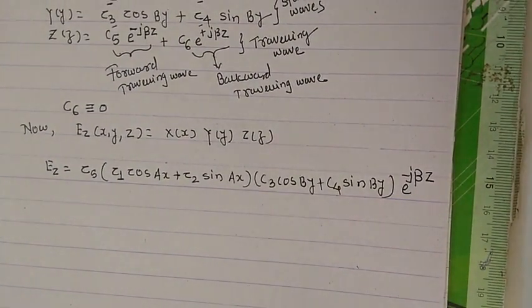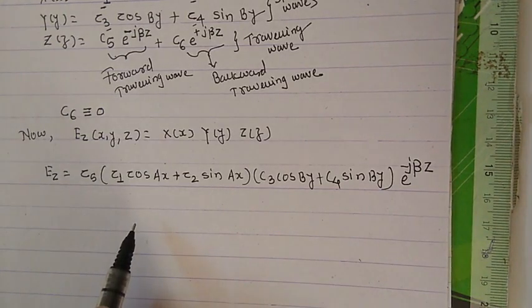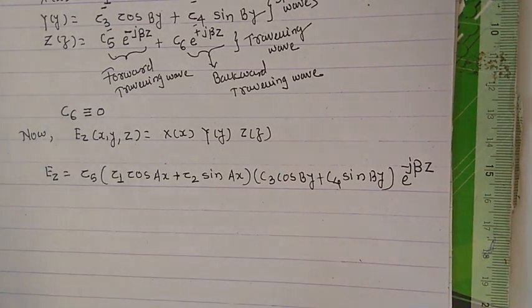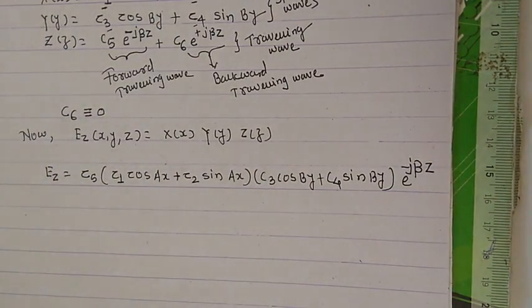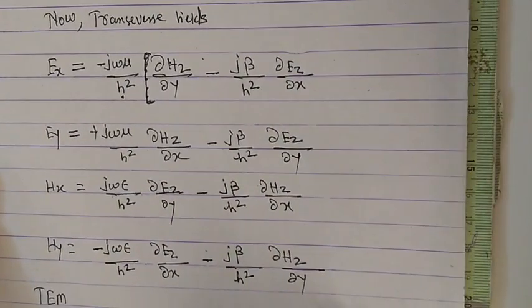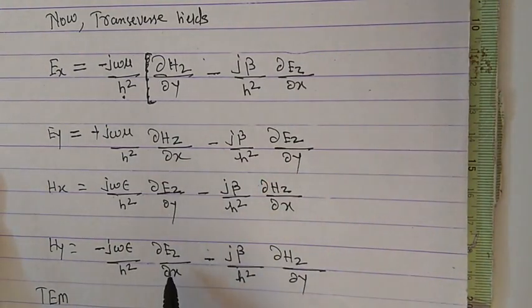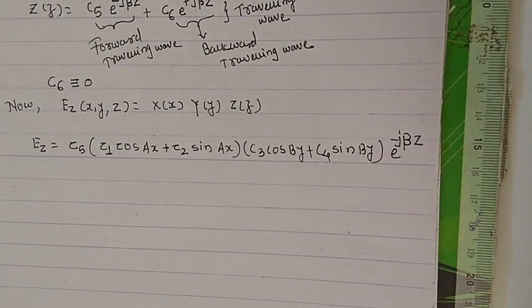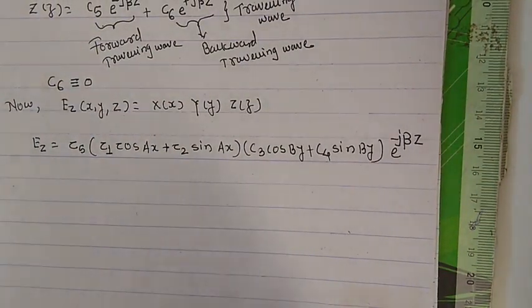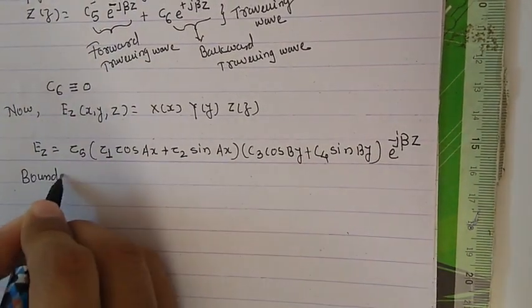Now this is an important point of our derivation, because this is a general solution, we cannot use it directly in our solution of Ex, Ey, Hx and Hy. We should get the exact solution for Ez in the TM mode analysis. So to do that, we have to apply boundary conditions.